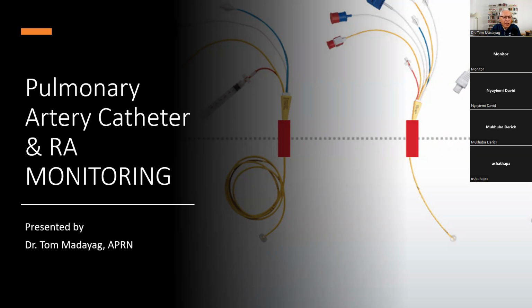Our topic for today is pulmonary artery catheter and right atrial monitoring. So welcome, everyone, and thank you for your participation. I see that some of you are experienced in the care of patients with pulmonary artery catheters, also known as Swan Ganz catheter, and a majority of you have not, and that is okay. And that is the reason why we're here today, in order to be able to understand why it is that we use a pulmonary artery catheter.